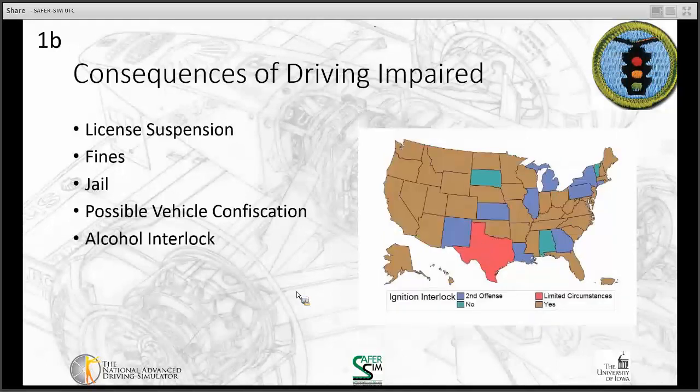The other thing that comes into place is alcohol interlocks. If you drive under the influence of alcohol, they could have you put a device in your car that prevents you from starting it if you have alcohol in your blood, so that you'd have to breathe into a tube, and if it detects alcohol, it wouldn't let you start your car. Those are some of the consequences of driving while impaired.